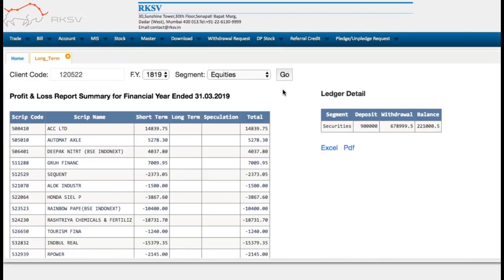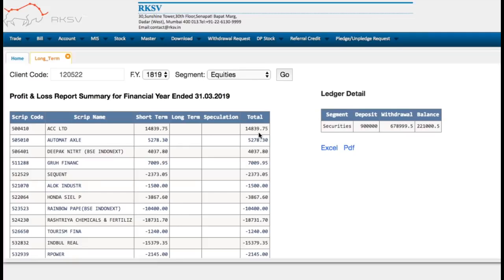Now once I click on Go, I will get the overall details. On the right side, I will see the ledger details, in which I will see the securities segment, how much funds I have deposited from my bank account to the trading account and how much funds I have withdrawn from my trading account to the bank account for that particular year. The last thing will be the balance, how much ledger balance is remaining for that particular year.